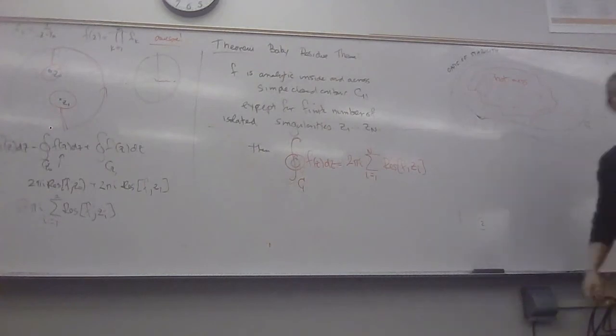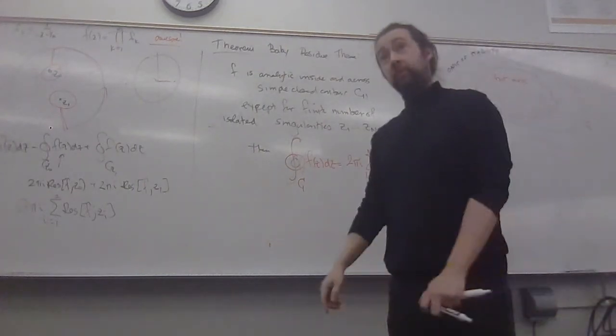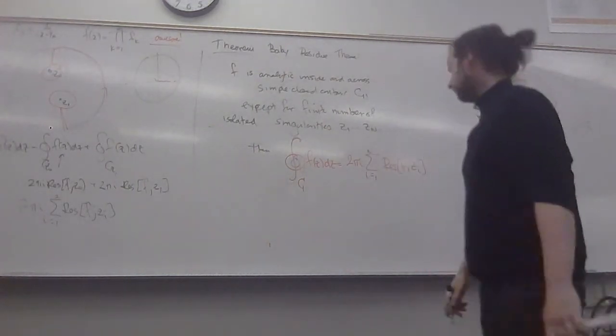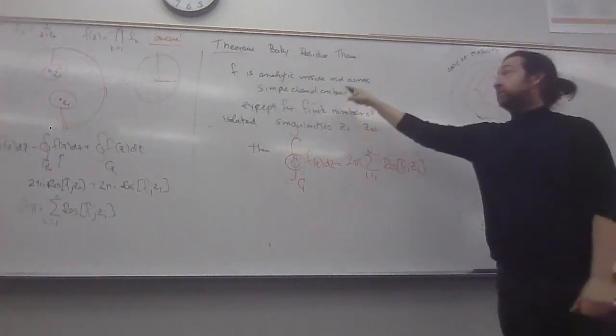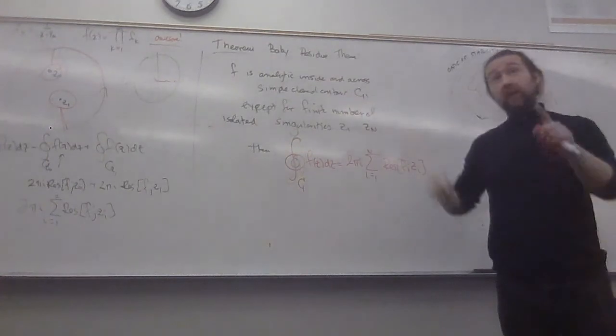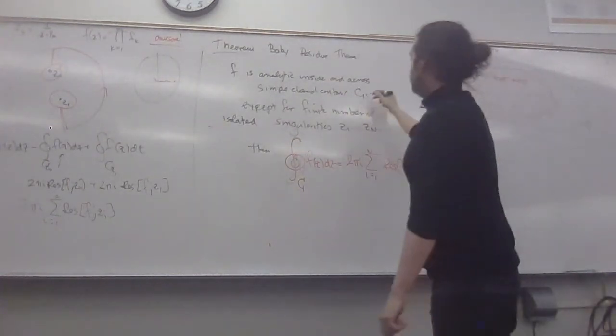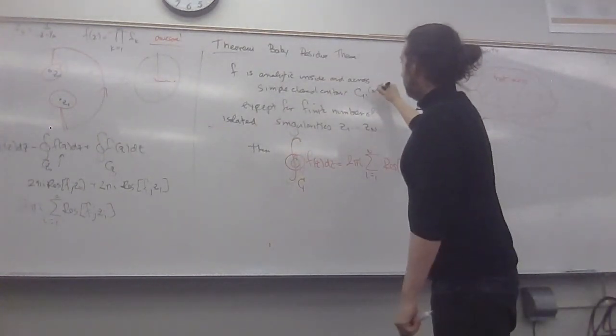When you sum the residues, don't you have to take into account the direction that your contour goes around the singularity? So this is why I say it's a finite number. It's a simple closed contour in this case. So yes, you do. I mean, simple closed contour C oriented positively.